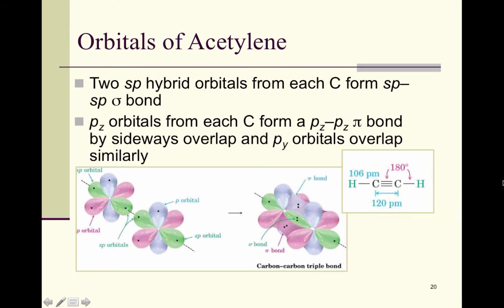Again, you might want to make a table of this where you have your sp3, sp2, and sp, and maybe write down the different bond angles and the different bond distances so you can compare them and make sure you learn all of them separately. You need to know all of them.